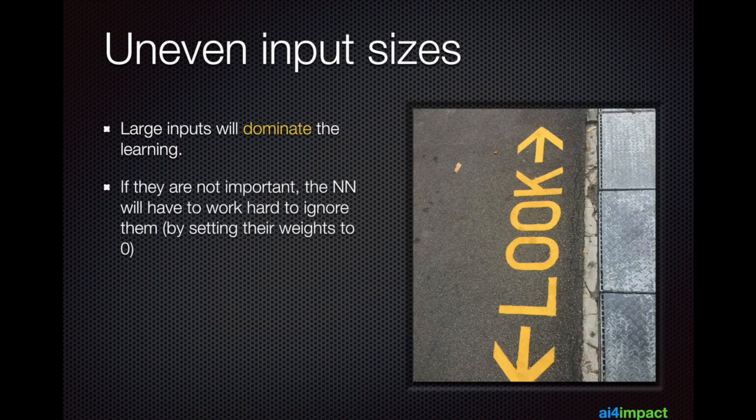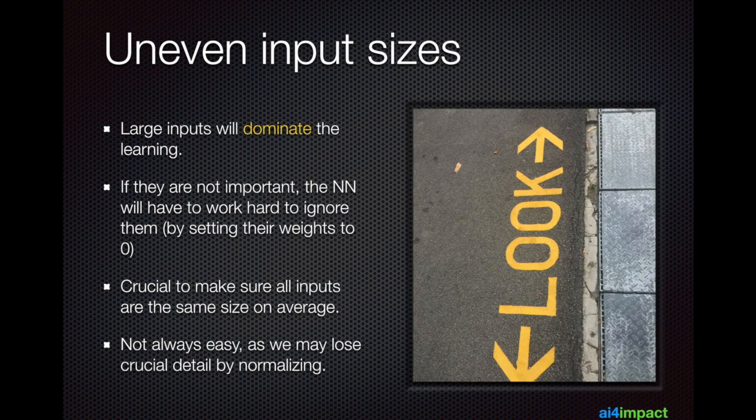This is okay if the inputs are relevant, but if they are not important, the neural network will have to work harder to ignore them by reducing the size of the weights. This takes extra learning iterations and is not at all guaranteed to occur. Therefore, it is crucial that you make all inputs about the same size on average. And it's not easy to do this because you could always lose crucial detail by normalizing.